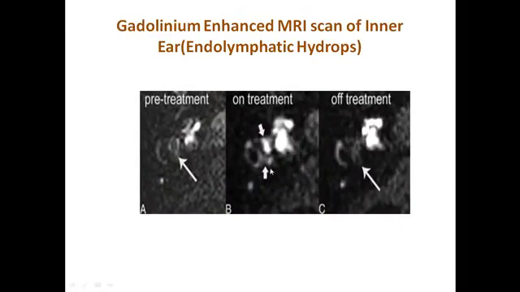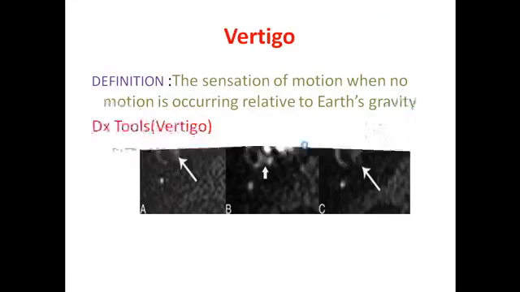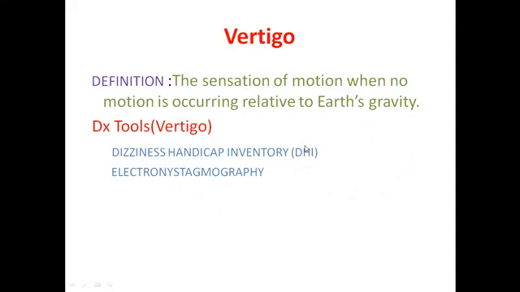Here we try to place a slide of MRI scan findings. Next time, hopefully, we can give an idea about reading the scan of the cochlea or something else. Today I just drop it. Okay. As we mentioned, vertigo is another classical symptom. By the book, the definition of vertigo is the sensation of motion when no motion is occurring relative to Earth's gravity.